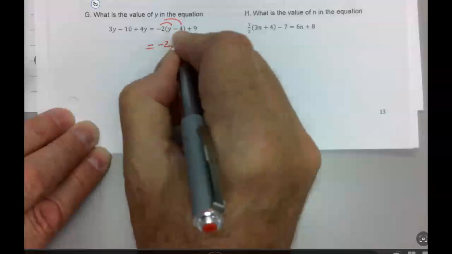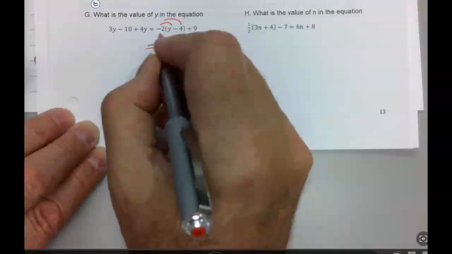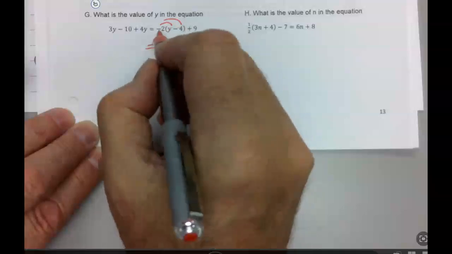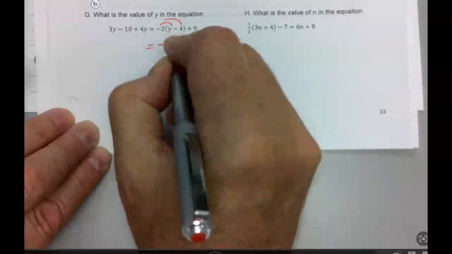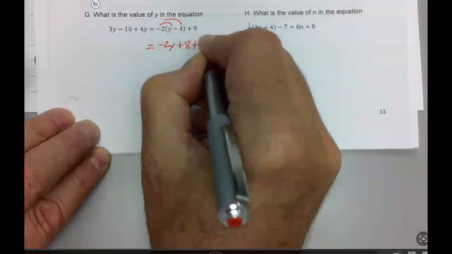And then what's negative times a negative? A positive, correct? Let me give you a little hint. When you multiply or divide, an even amount of negatives gives you a positive. So I have 2 negatives, which will give me a positive. So this is what we have.